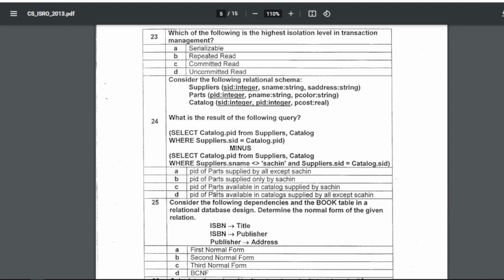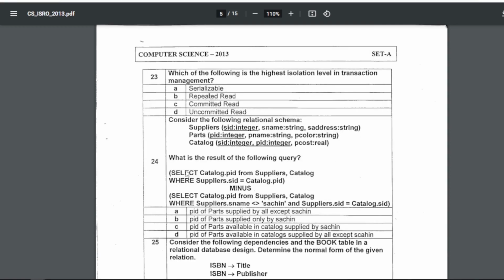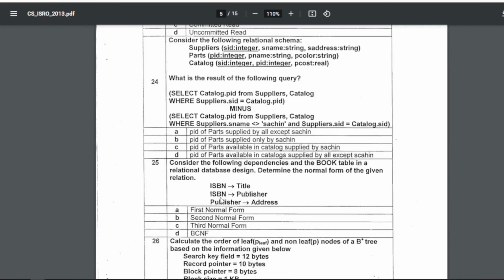PID of parts supplied only by Sachin, right? Because you can see that in the first query we are joining catalog and supplier and getting PIDs for all parts which are supplied, right? And in the second query we are getting PIDs for all parts which are supplied by any supplier other than Sachin. So when we subtract all PIDs of all others except Sachin, what is left is only Sachin. So we get only PIDs which are supplied by only Sachin. So B will be the answer here.